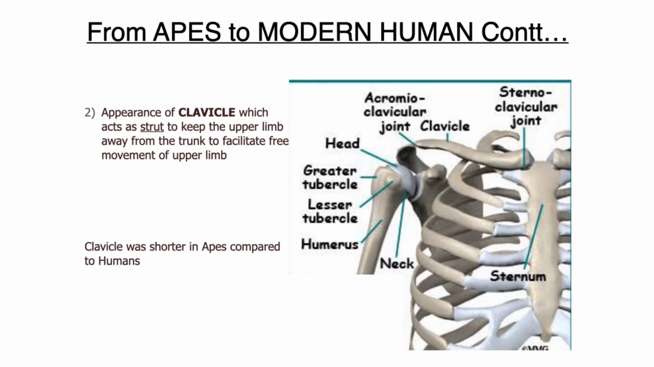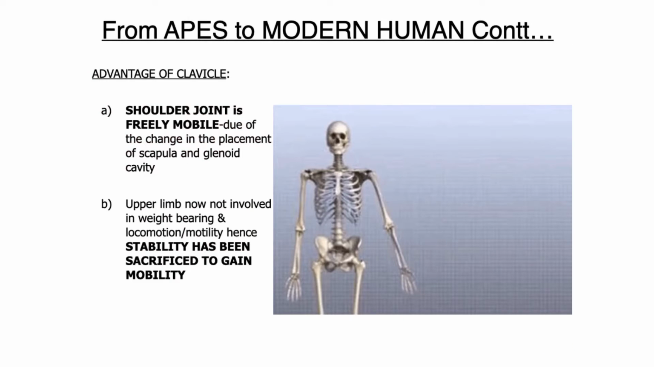In human, with the appearance of clavicle, which acts as a strut to keep the upper limb away from the trunk, this facilitates the free movement of upper limb. Because of the appearance of clavicle, the shoulder joint is now freely mobile. However, stability has been sacrificed in humans.